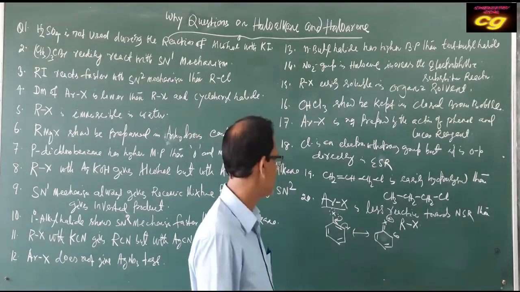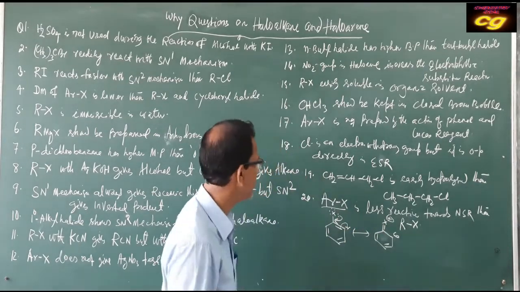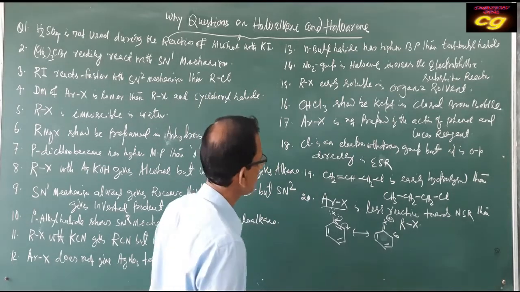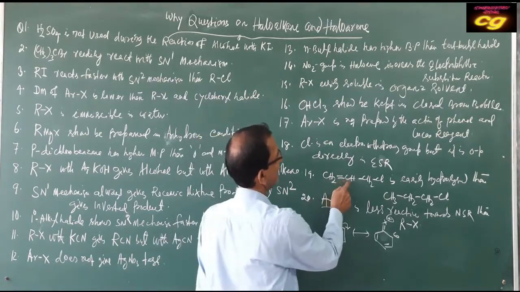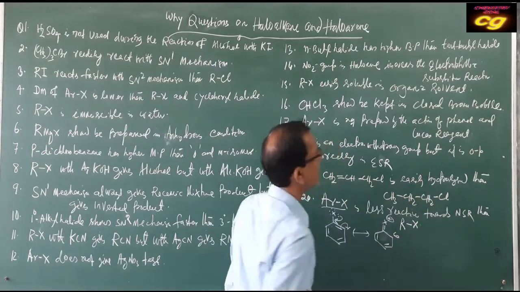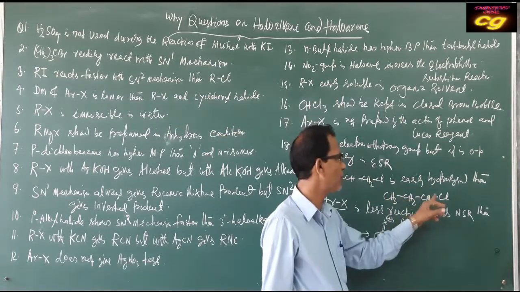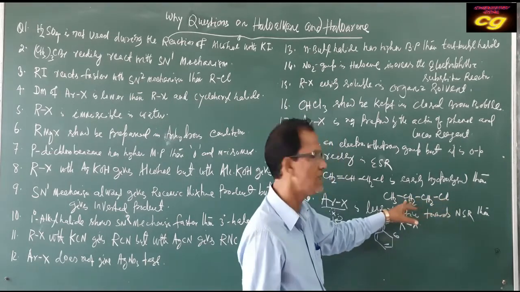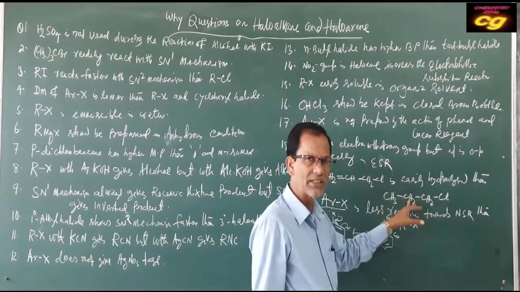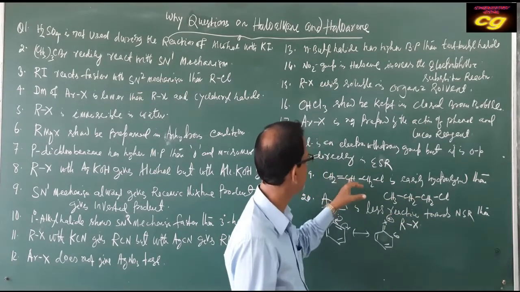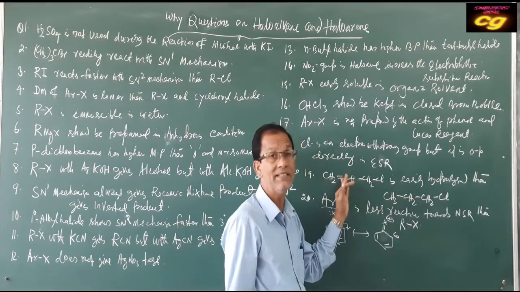Okay. So question number 19. What is question number 19? Allyl chloride is more easily hydrolyzed than propyl chloride. N-propyl chloride is not easily hydrolyzed. It is hydrolyzed, but compared to this, allyl chloride is easily hydrolyzed.